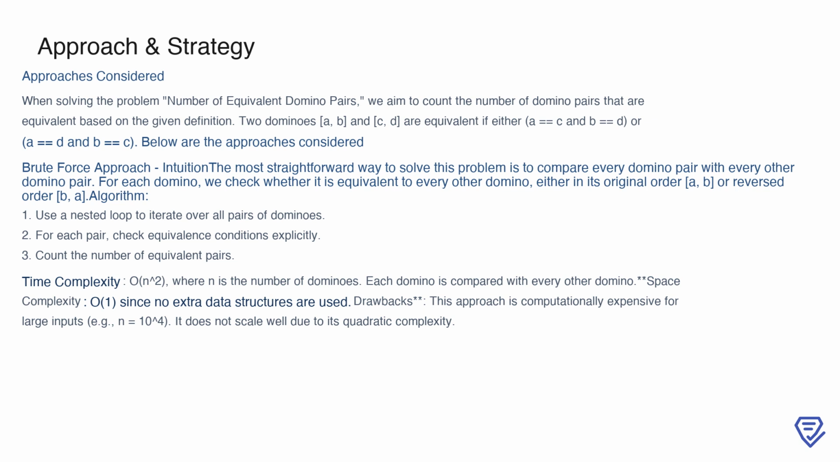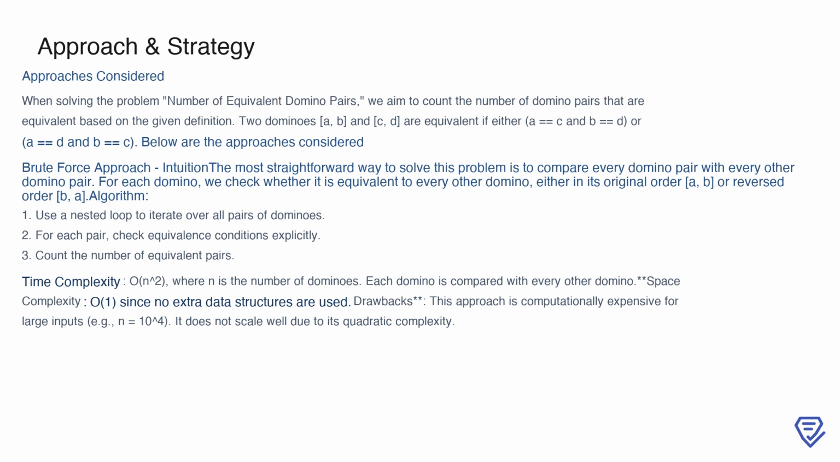This method relies on directly comparing each domino with every other domino in the list. For each pair, you would check both possible equivalence conditions, either in the original order or the reversed order. While this approach is simple to understand and implement, it has significant drawbacks.